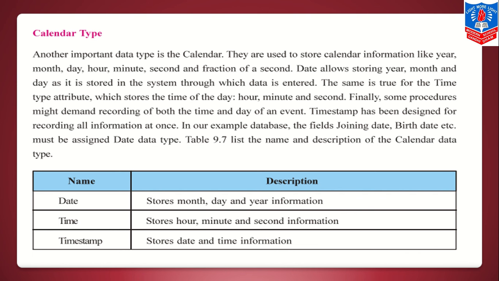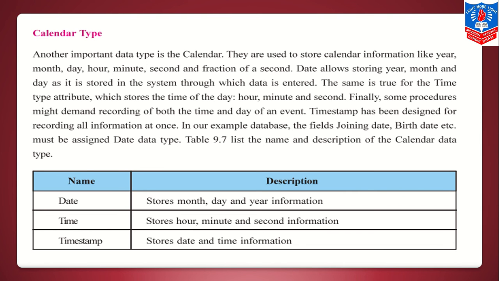Now calendar. Third, another important data type is calendar. They are used to store calendar information like month, year, day, hour, minute, second, and fraction of a second. Date allows storing year, month, and day as it is stored in the system through which data is entered. The same is true for the time type attribute, which stores the time of the day: hour, minute, and second.